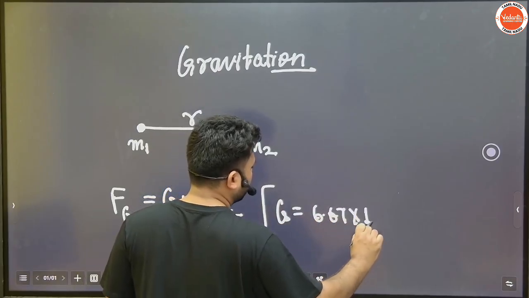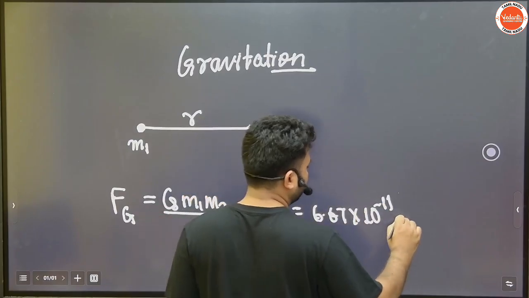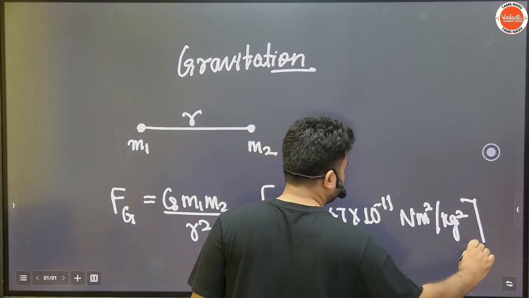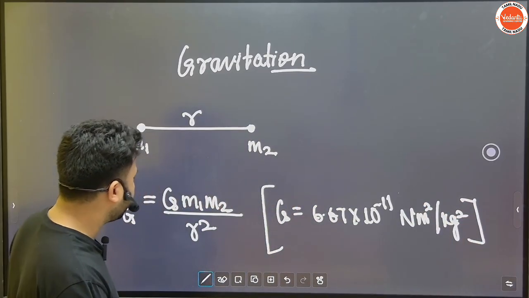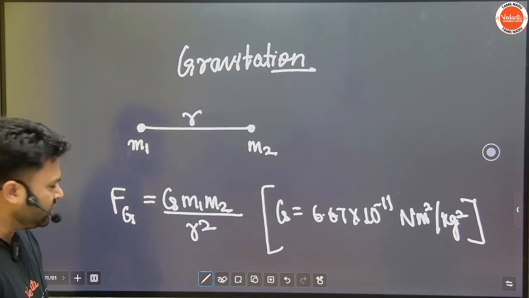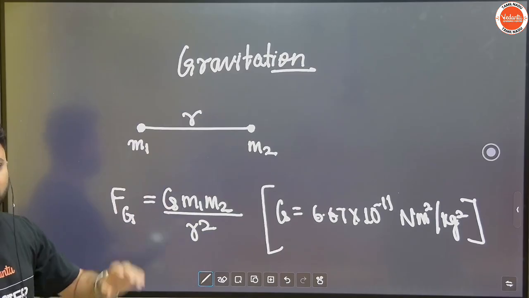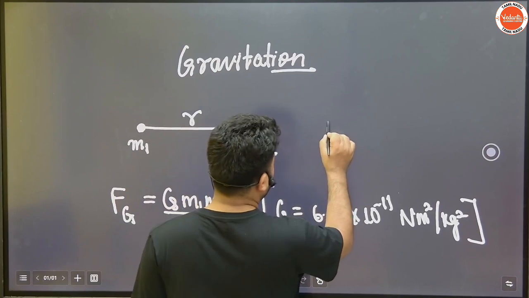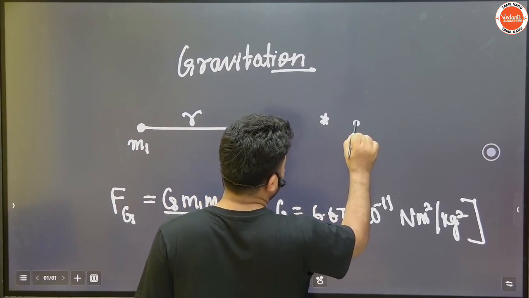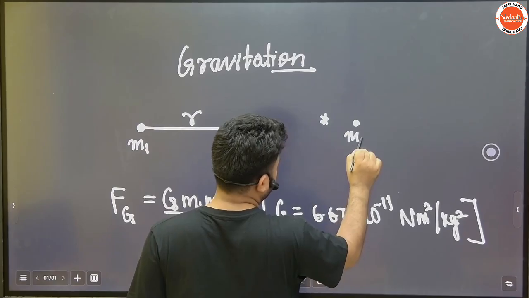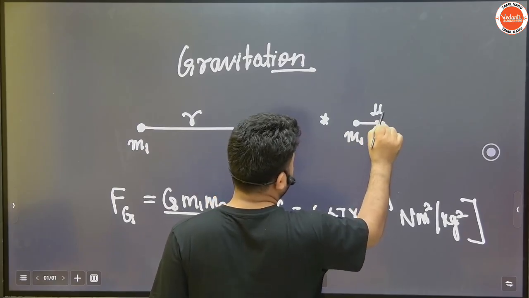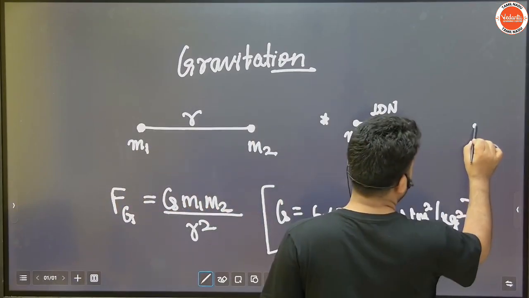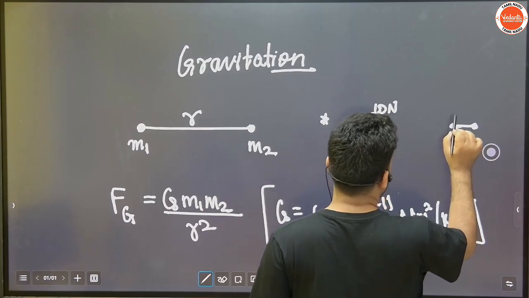G is 6.67 into 10 power minus 11 Newton meter square per kg square. This is the value of G, correct? So this is the force of attraction between these two objects. For example, try to understand one thing. Suppose this object, m1, is attracted by 10 Newton. Just an example I am taking. So this m2 will also be attracted by 10 Newton.